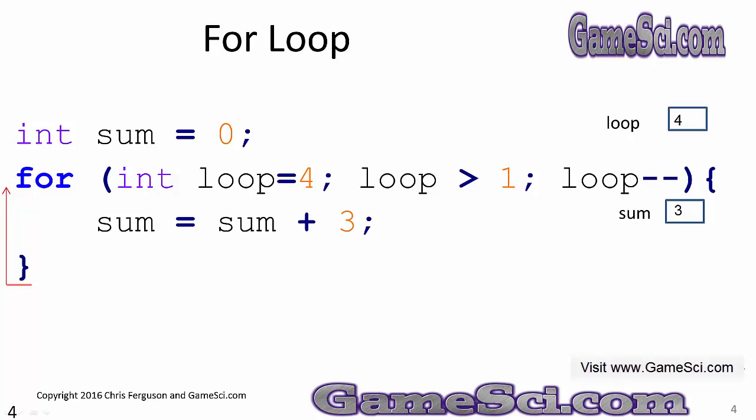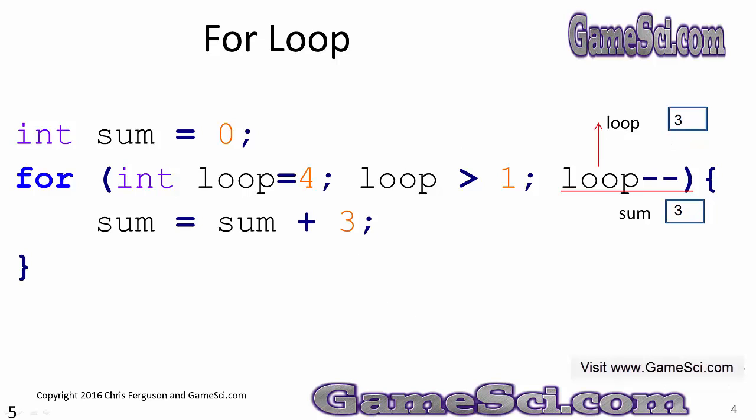Now watch carefully what happens when we spin back up on the for loop. The first place we go to is changing the loop variable. Loop minus minus. Minus minus is called the decrement operator. It says subtract 1 from the variable loop and store the result back into loop. So our 4 just became a 3 because of that loop minus minus.